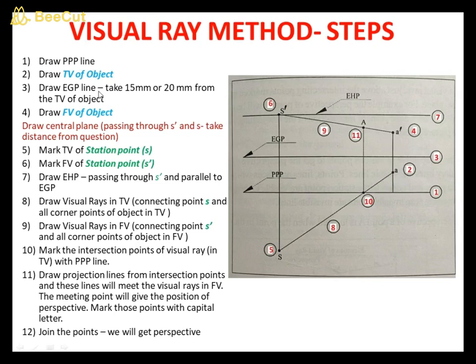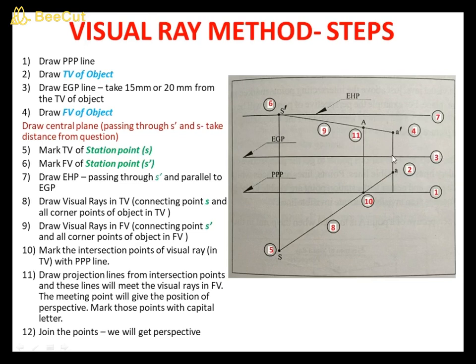And then the third step is to draw the EGP line. Now you have to mark the front view of that particular object. To draw the front view, we need the position of the EGP line, because EGP is known as the elevation of the ground plane and the object is resting on the ground plane. So you have to mark the ground plane now. The distance between the top view and the ground plane won't be given in the question paper. You can assume 15 mm or 20 mm from the top view, leave that space here, then draw a horizontal line like this. So that is the third step, draw the EGP line.